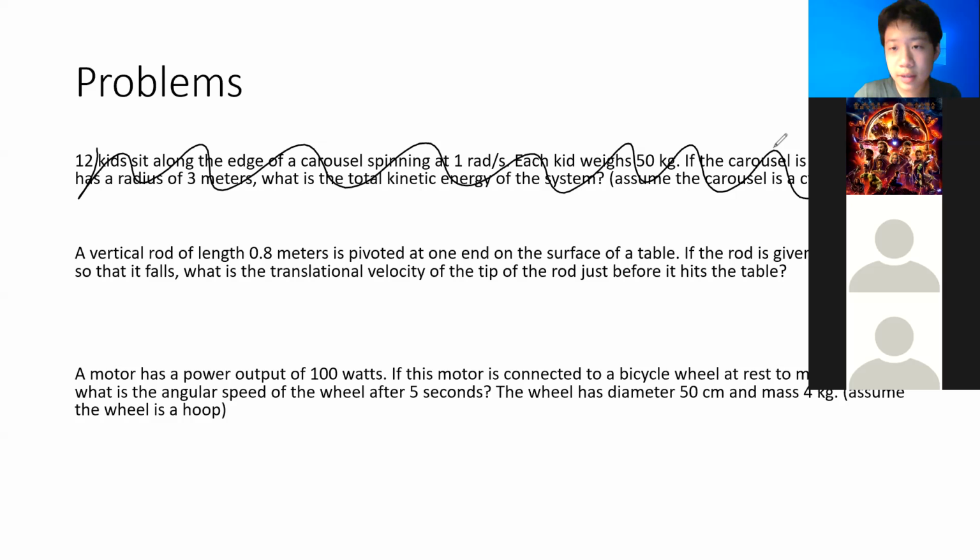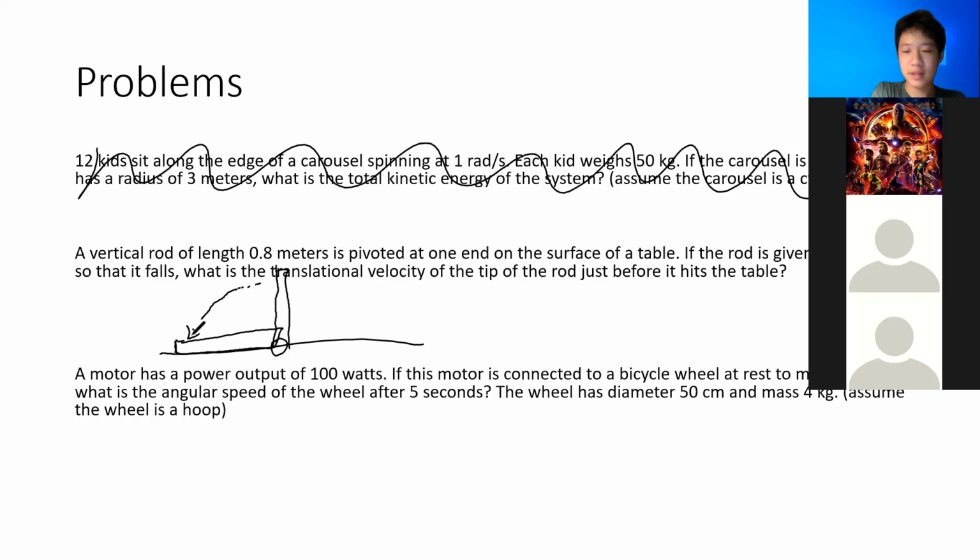All right, I'm going to go over these problems now. A vertical rod of length 0.8 meters is pivoted at one end on the surface of a table. The rod is given a tiny push so that it falls. What's the translational velocity of the tip of the rod just before it hits the table? Let's draw a little diagram here. The rod is vertical, and it's going to fall over and hit the table.